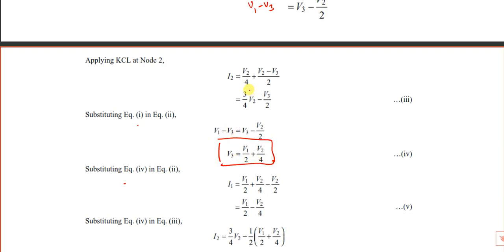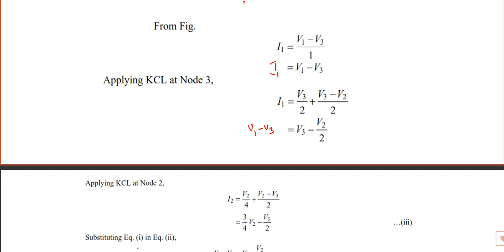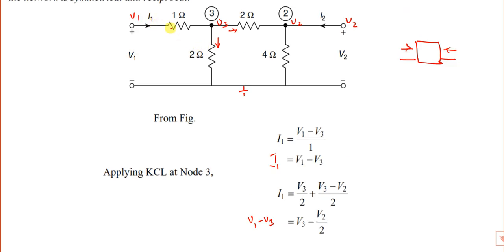And this value of V3 we have to substitute in equation number 1, to express it in terms of V1 and V2. I will repeat once again. I1 is V1 minus V3 by 1. But in Y parameters, I1 and I2 are expressed in terms of V1 and V2 alone. But V3 is there, so I have to eliminate V3. How to eliminate V3? Apply KCL at node 3.